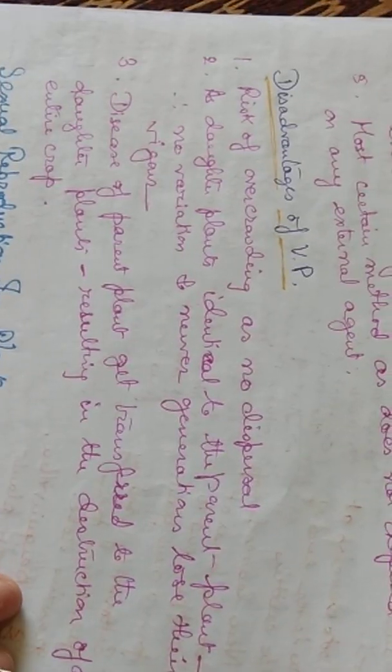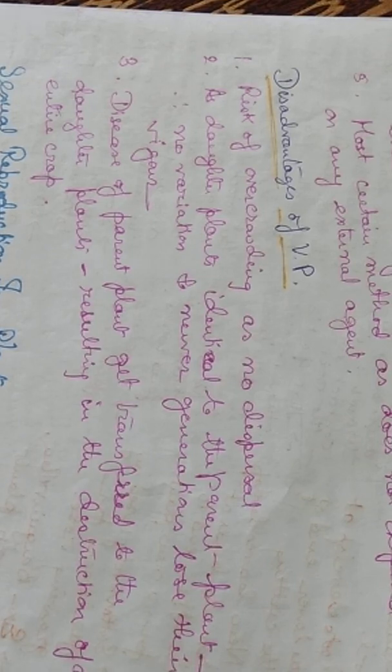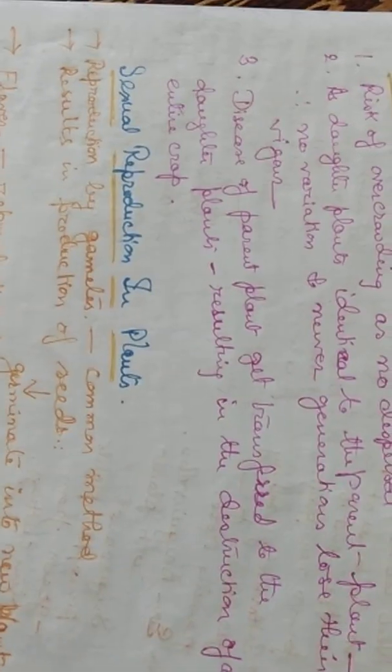Then what are the disadvantages of vegetative propagation? It is the risk of overcrowding. No dispersal is there, so overcrowding can occur. The daughter plants are identical to the parent plants, therefore there is no variation. And newer generations lose their vigor. As the process continues, the newer generations lose their strength. Even the disease of the parent plant gets transferred to the daughter plants and results in the destruction of the entire crop. Okay. So let me stop here.